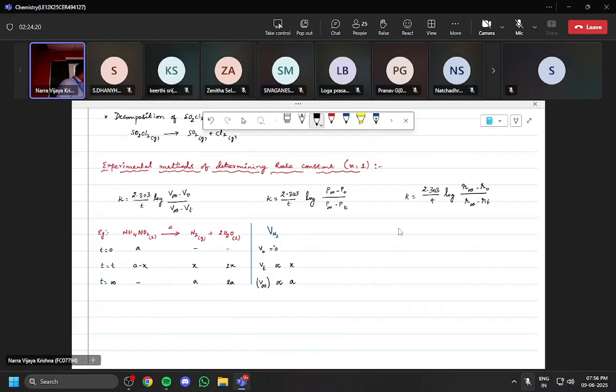Yes or no? Now substitute this data here. What is V infinite minus V naught upon V infinite minus Vt value? It becomes equal to A upon A minus X. Just if I substitute these volumes, you will get first order kinetics or not? Response, sir. Right?